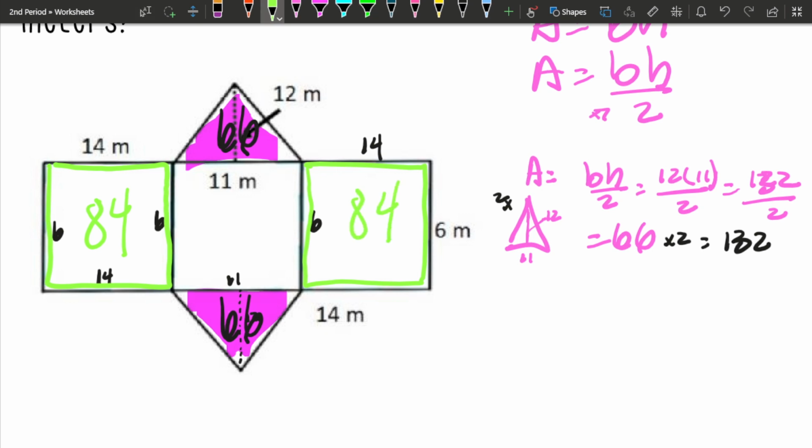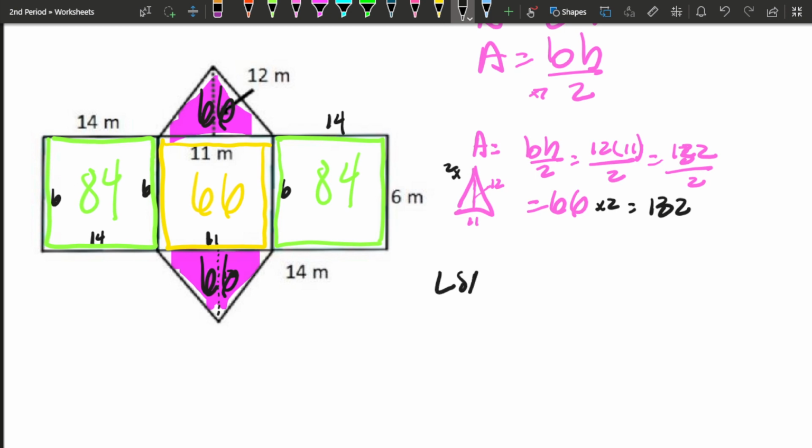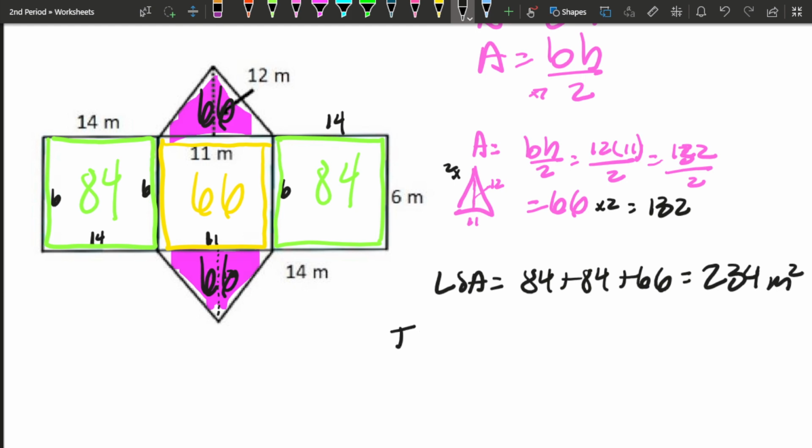What about the middle one? Is it the same? No, it is now 11 by 6, which is 66. Okay, so the lateral surface area will be 84 plus 84 plus 66. Remember, the lateral surface area does not include the bases. And this will be 234 meters squared.